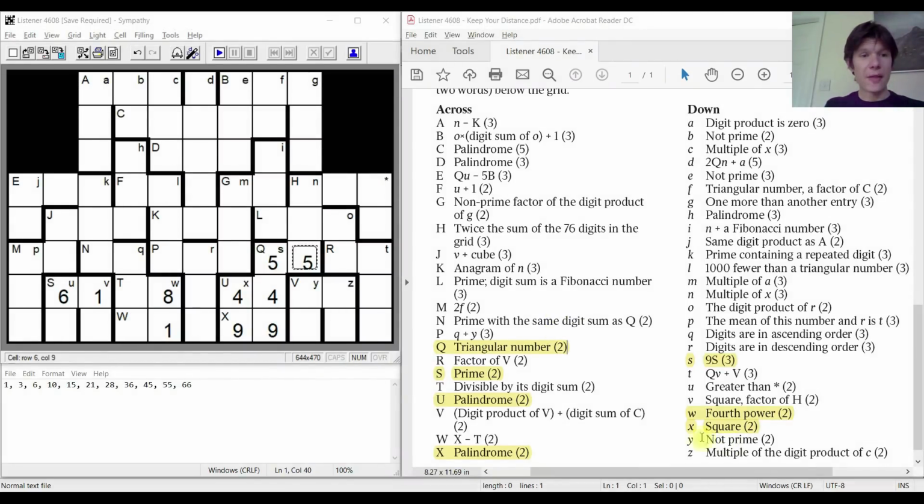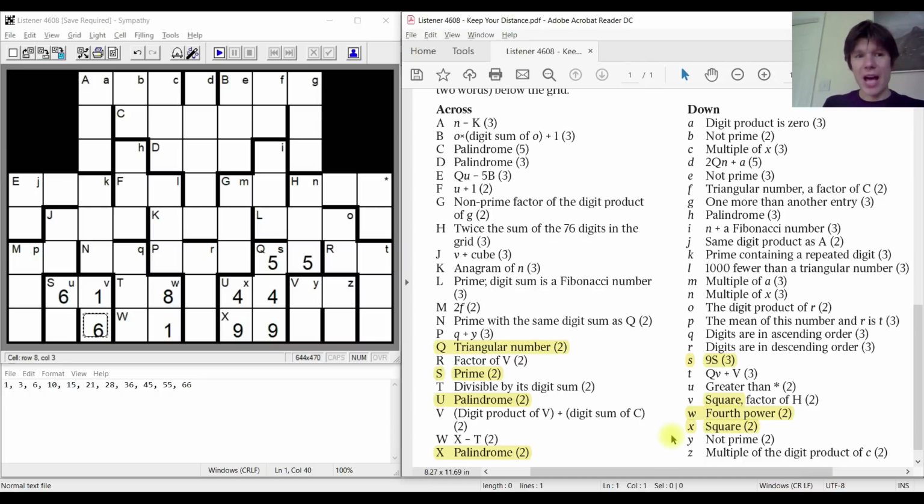Now we can also look at the clue for little v down, which has 1 as its first digit, and we're told that that's a square. Well, there's only one square that's 2 digits, with the first digit being a 1. That's 4 squared, which is 16, so that entry must be 16. Now, we can't cross off the clue for little v yet, because you'll see that it refers to big H, and big H is twice the sum of the 76 digits in the grid, so that's not something we can look at just yet. So I'm going to highlight only the part that we solved, which is the square part, and leave the rest for now.